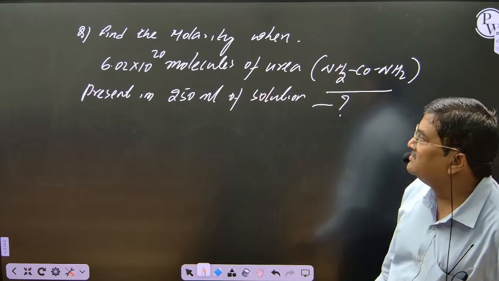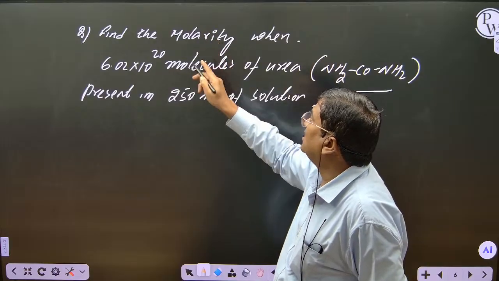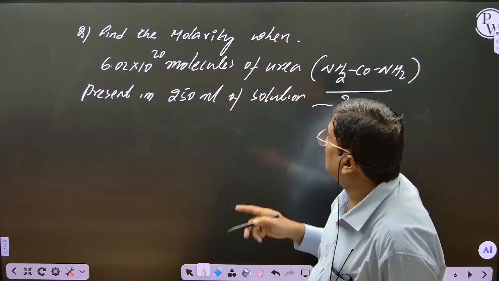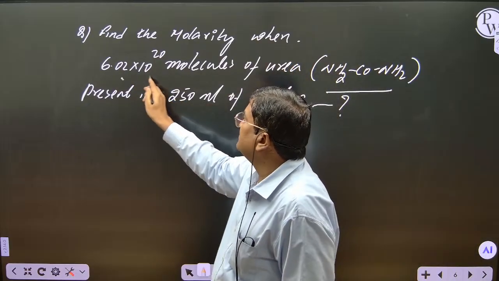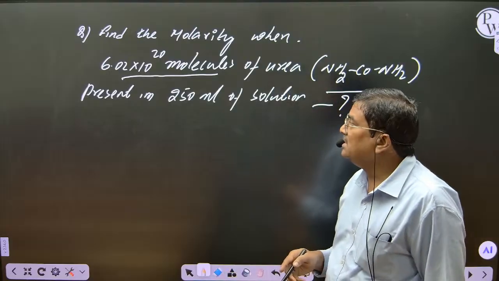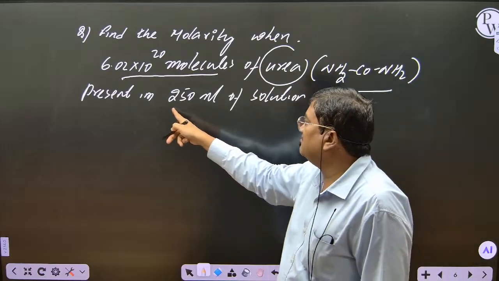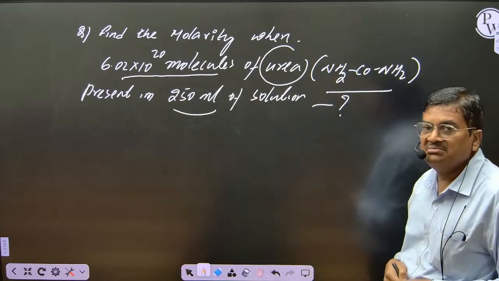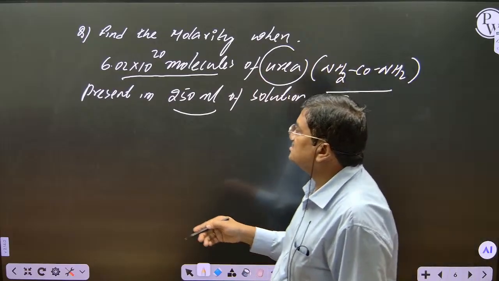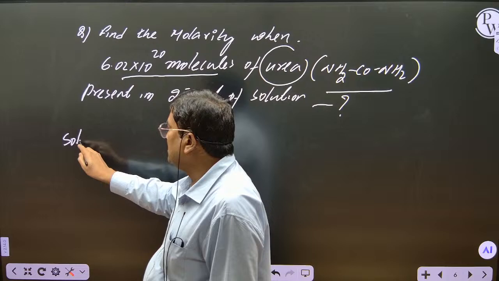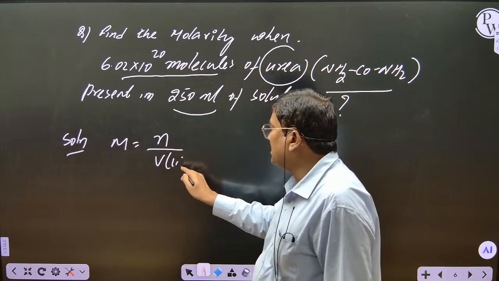Question you understood. See, when a question is given, understand it and write the data. What does he want to find? What will be the molarity when these many molecules, 6.02 into 10 power 20 molecules of urea, are present in 250 ml of solution? So what will be its final molarity, he is asking. Now students, you have to recollect what is molarity. Molarity is nothing but the number of moles present in volume of solution in liter.